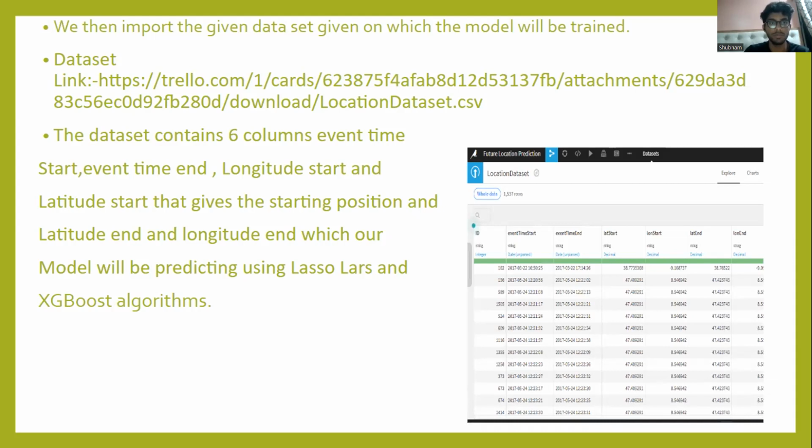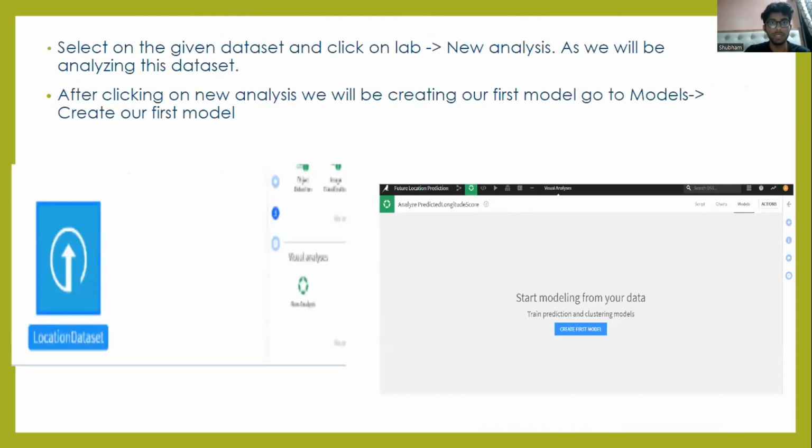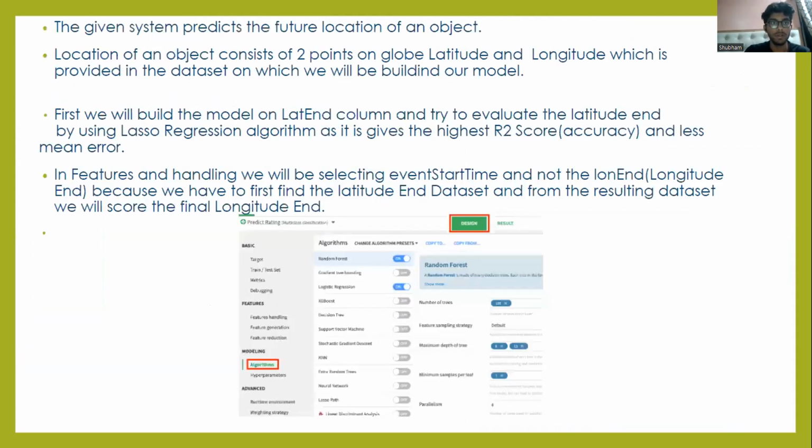and XGBoost algorithms. Select the given dataset and click on the Lab tab, New Analysis, as we will be analyzing this dataset. After clicking on New Analysis, we will be creating a first model, and then go to Model and click on the first model. The location of an object consists of 2 points on the globe, latitude and longitude, which are provided in the dataset on which we will be building a model.